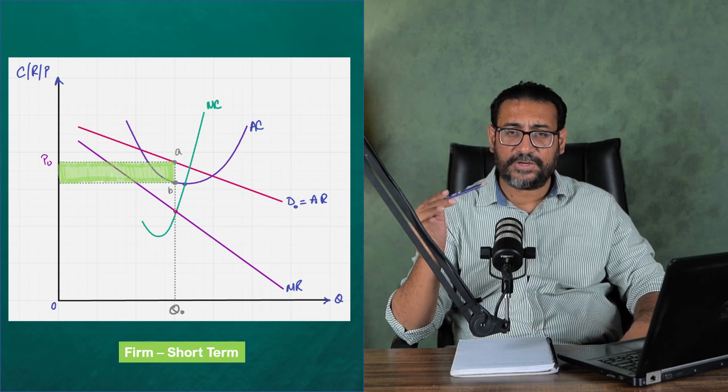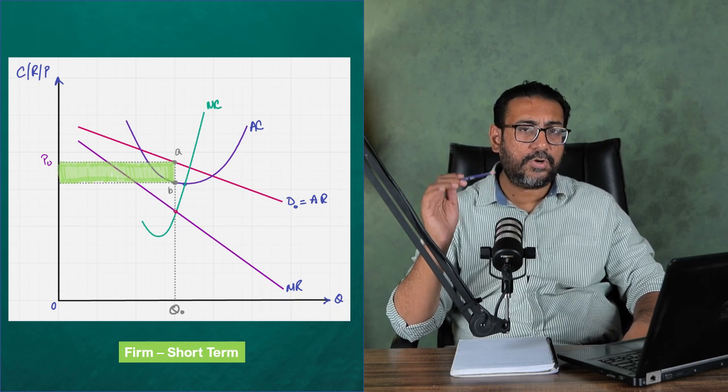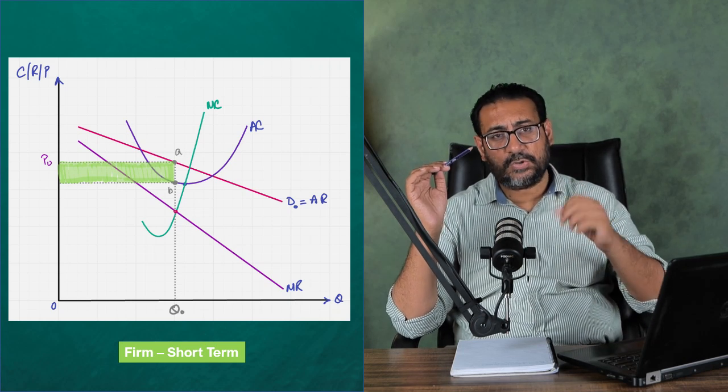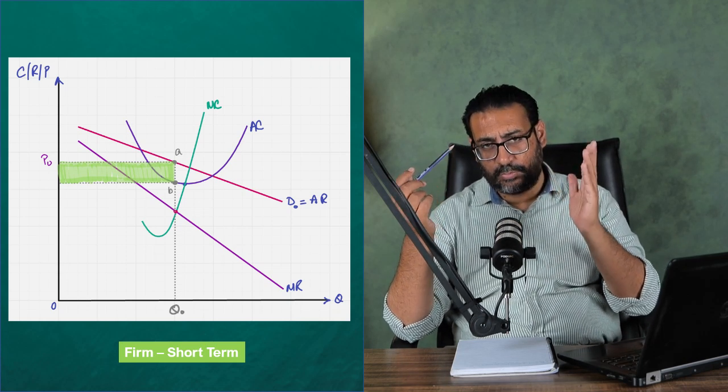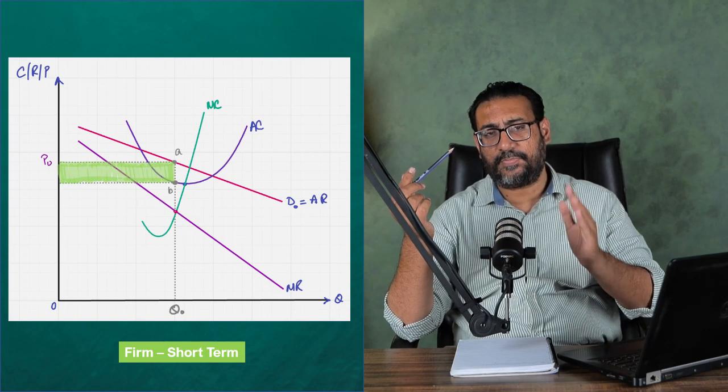What is the profit maximizing point? MR is equal to MC. वो कहाँ पर कट हो रहा है? Q naught पे. So this is the quantity we will sell. इस quantity पे हमें profit हो रहा है या loss हो रहा है? Normal profit हो रहा है, super normal profit हो रहा है या super normal loss हो रहा है?